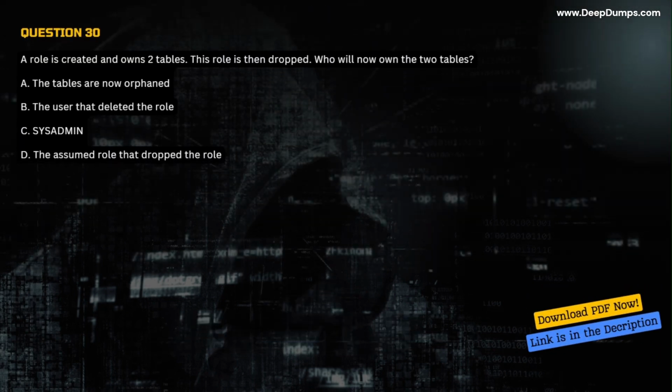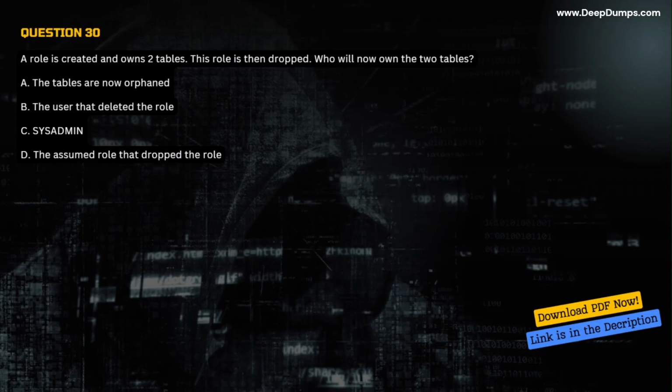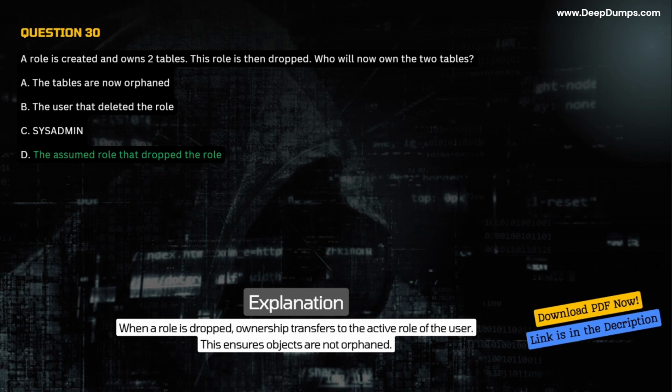Question 30. A role is created and owns 2 tables. This role is then dropped. Who will now own the 2 tables? A. The tables are now orphaned. B. The user that deleted the role. C. Sysadmin. D. The assumed role that dropped the role. Correct answer D. The assumed role that dropped the role. Explanation: When a role is dropped, ownership transfers to the active role of the user. This ensures objects are not orphaned.